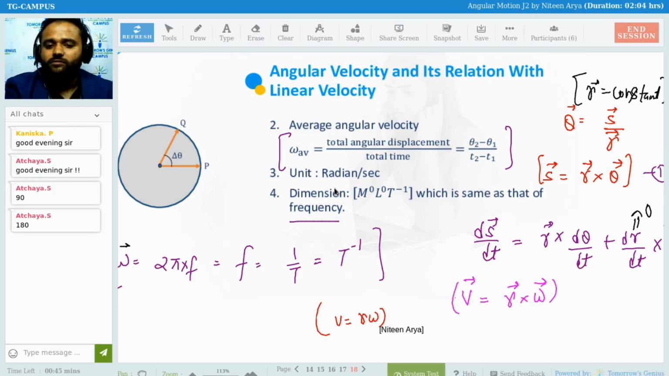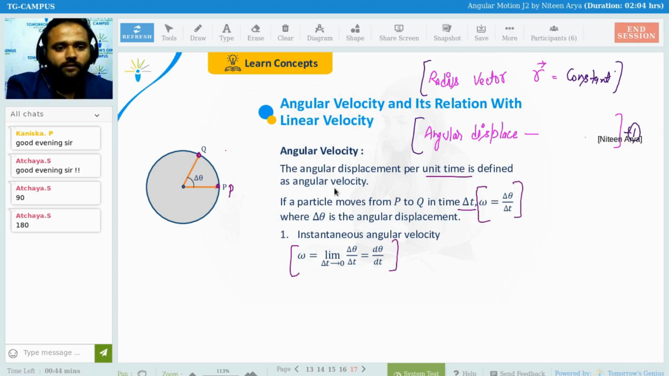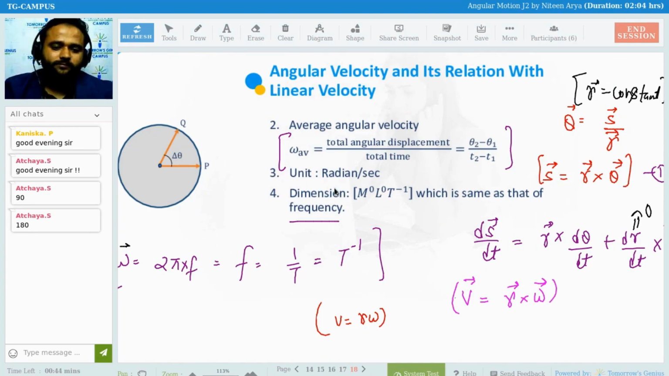V is r omega. And I think I need theta equals to r cross s. Here I made a little mistake, here I need to put s. So I can erase this thing. Angular displacement theta is nothing but s over r. Clear? Clear now, beta? So from this and from this you can do this.